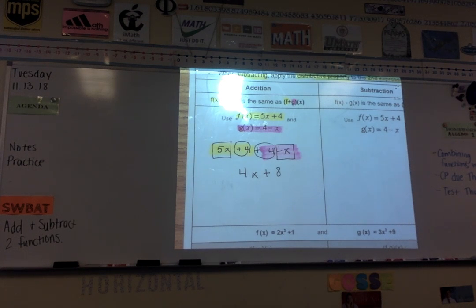So now we're going to practice addition again, but without the highlighters, because sometimes you don't have highlighters with you. Maybe you're not a color coding kind of person, which is okay. 4x plus 8. Yep.